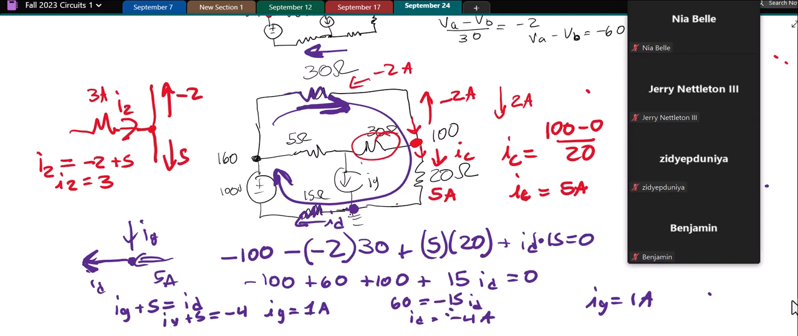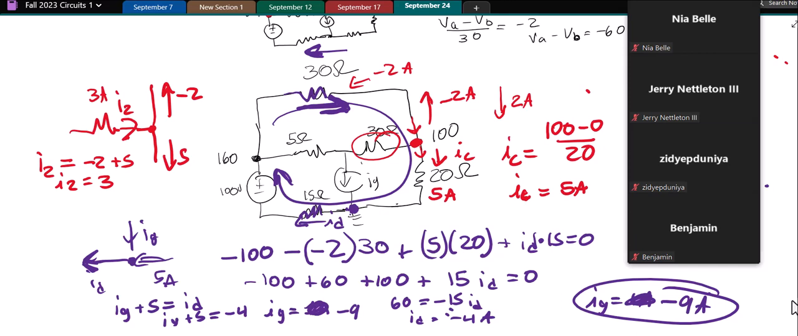Because if you subtract 5 from 4, you get negative 9. It's all about that addition. Yeah. So subtract 5 from negative 4 and you get negative 9. So luckily my mistake was only in this last step. So IG is negative 9 amps.